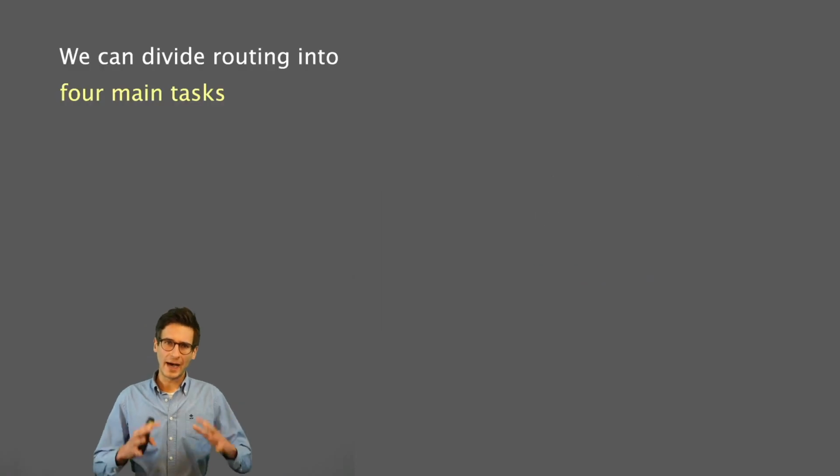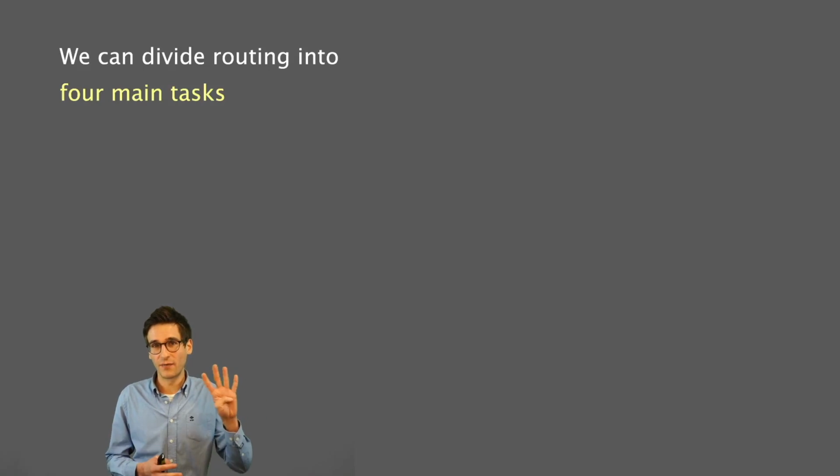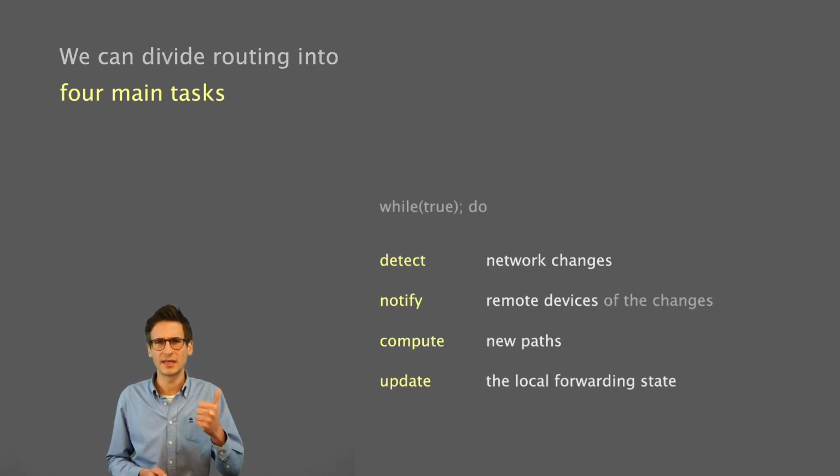So if we look at the high level, what routing is, essentially, I would say it's four main tasks. If you put yourself in the shoes of an IP router, you are essentially doing four things all the time. The first thing you are doing is that you are detecting any failures or any change in the network topology, like a new link appearing, an old link disappearing, one of your neighbors failing, etc. So you detect changes to the network topology.